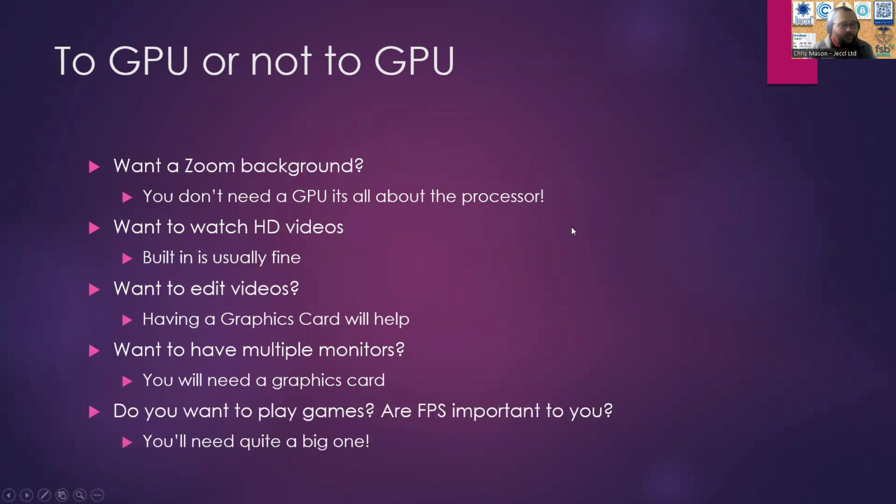If you do want to play games, and if FPS, frames per second, are important to you, you're going to need quite a big, powerful graphics card. A lot of people care about frames per second because they want to play their game at 108 frames per second. The human eye can only pick up 30 frames per second. So realistically, if it's doing any more than 30 frames a second, you're probably not going to notice. It's worth bearing in mind, because of the pandemic and ongoing issues, graphics cards are very expensive now. Very expensive. So you may have a wait if you do want to get one.